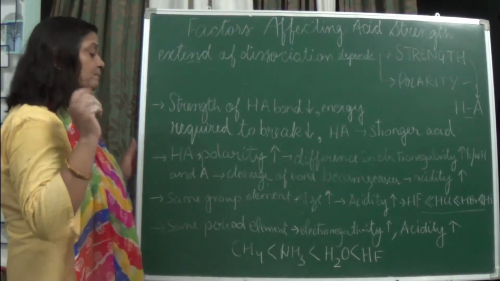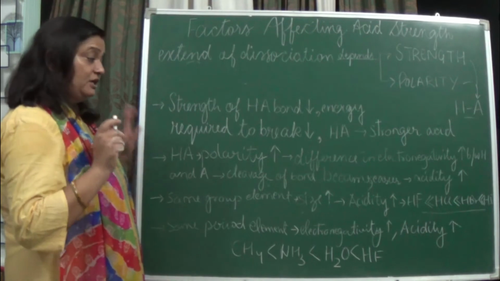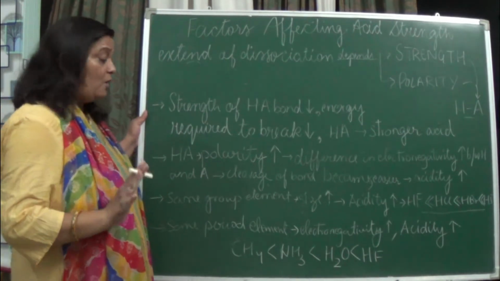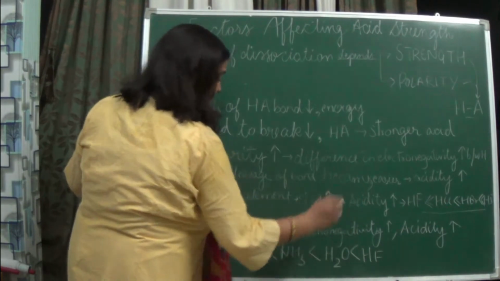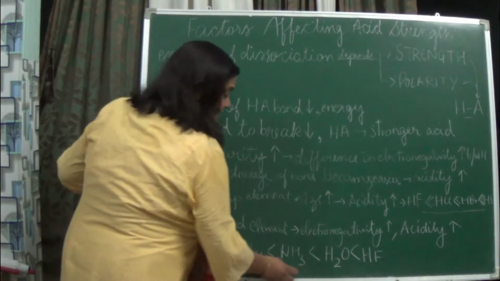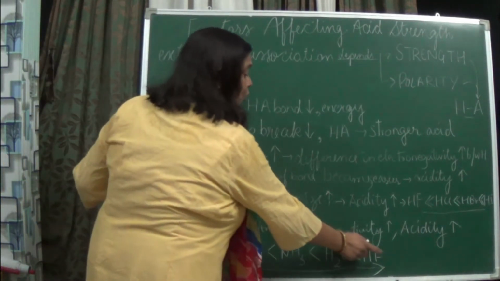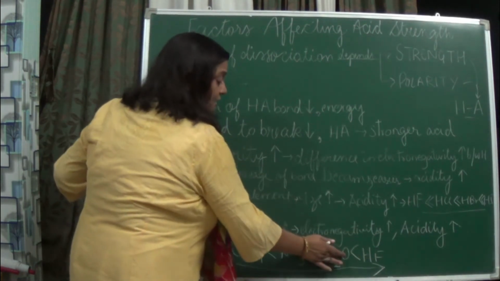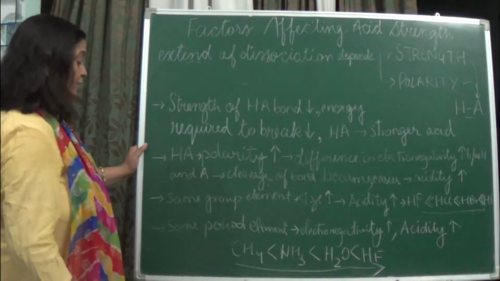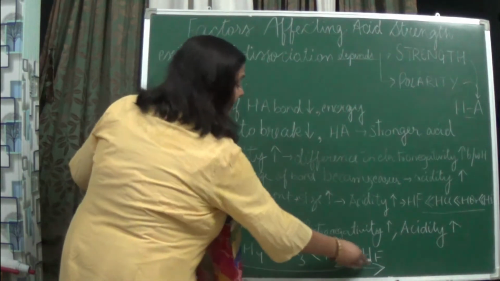Now coming to elements in the same period. We have studied the group, now we are studying the same period. In this, if the electronegativity increases, its acidity also increases. For example, we have taken CH4, NH3, H2O and HF. Here we are going along a period, and the acidity is increasing, because fluorine is the most electronegative, then oxygen is a bit less, then nitrogen is a bit less, and carbon is the least. So in the same period, when the electronegativity increases, the acidity also increases.